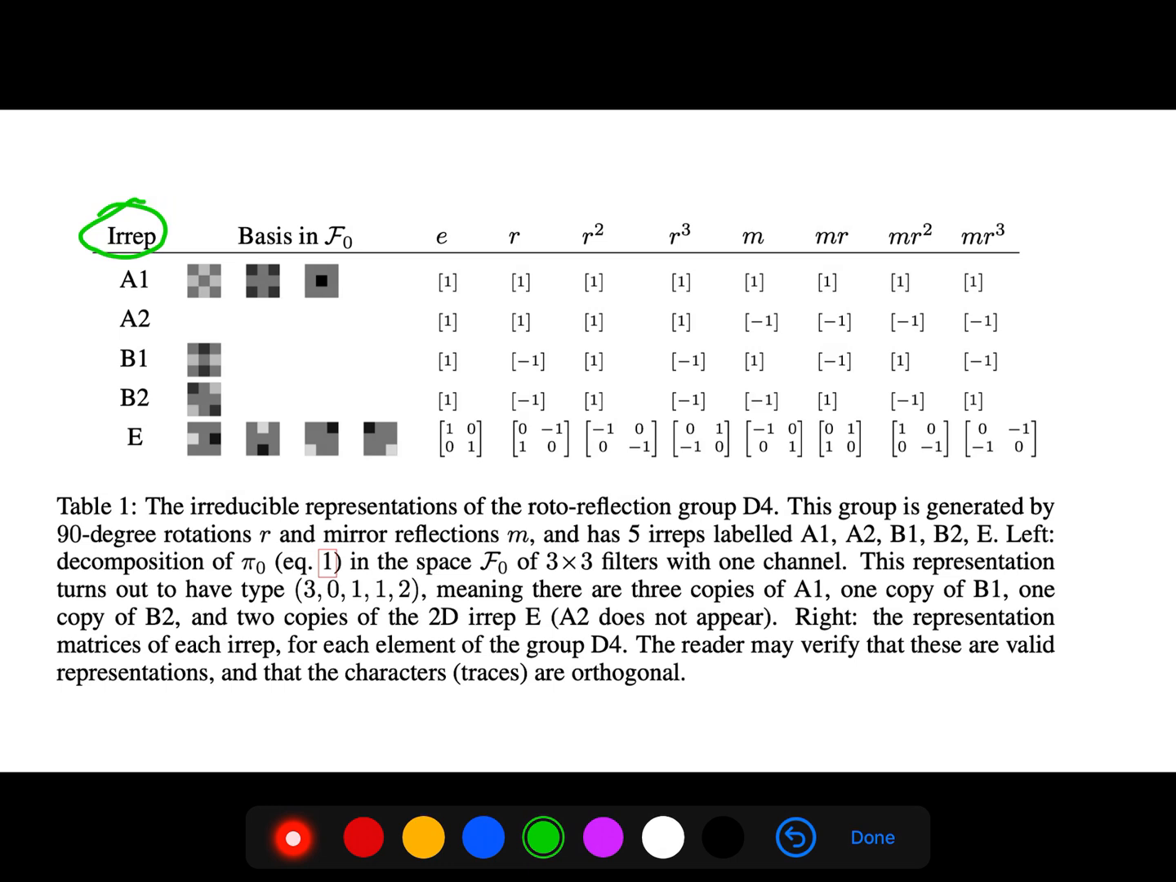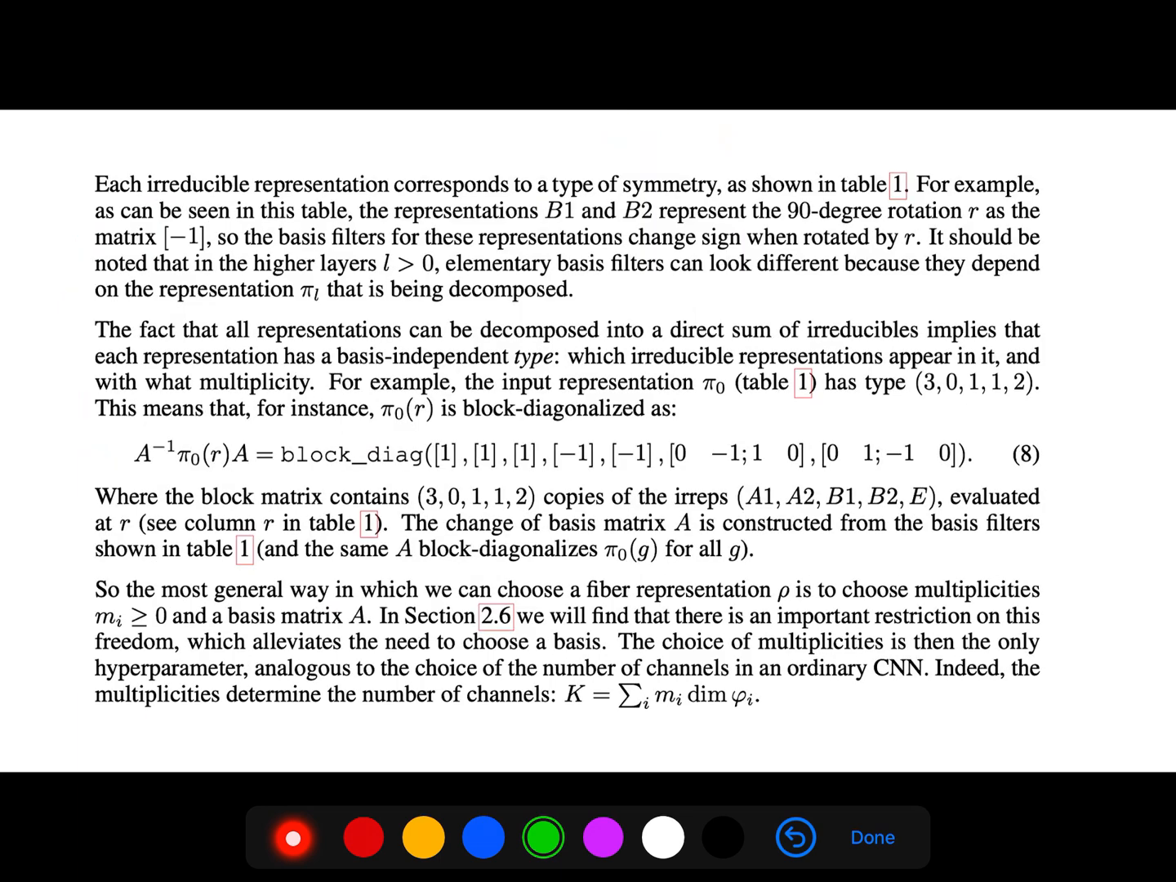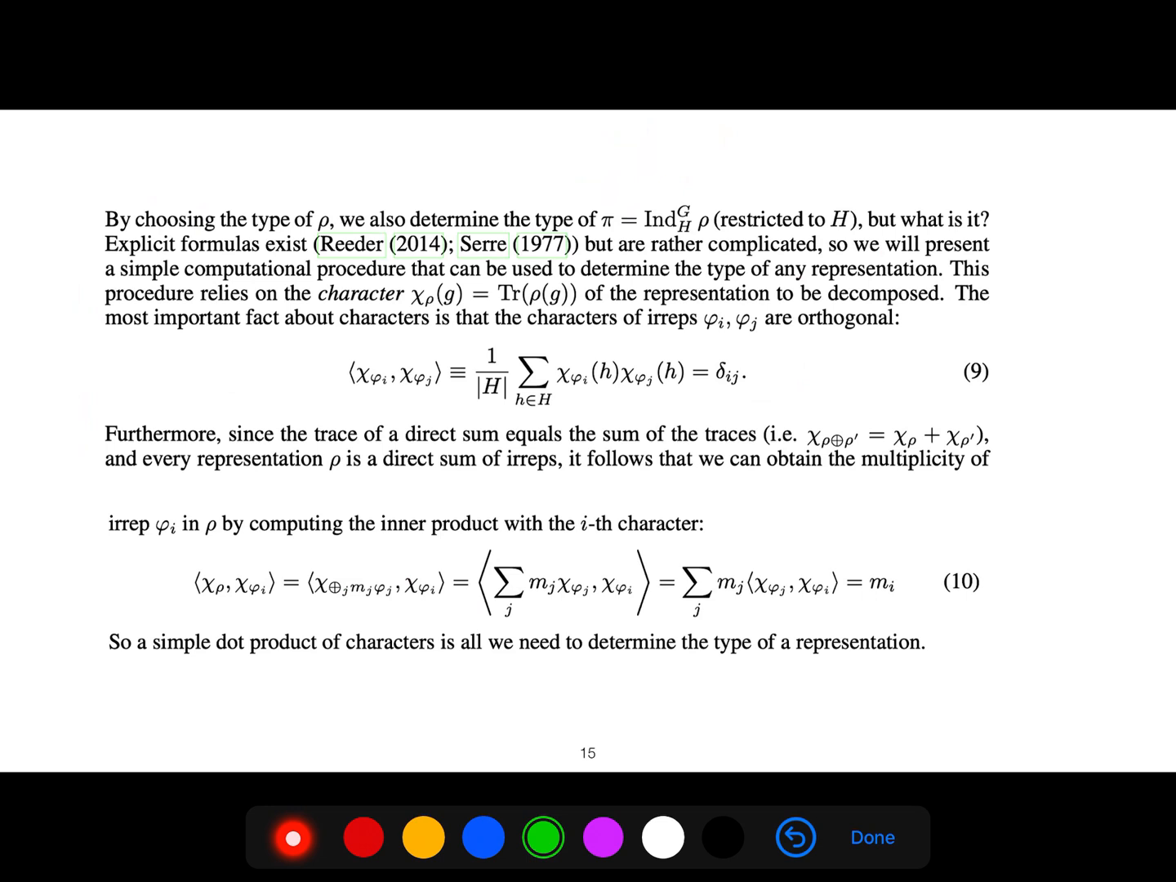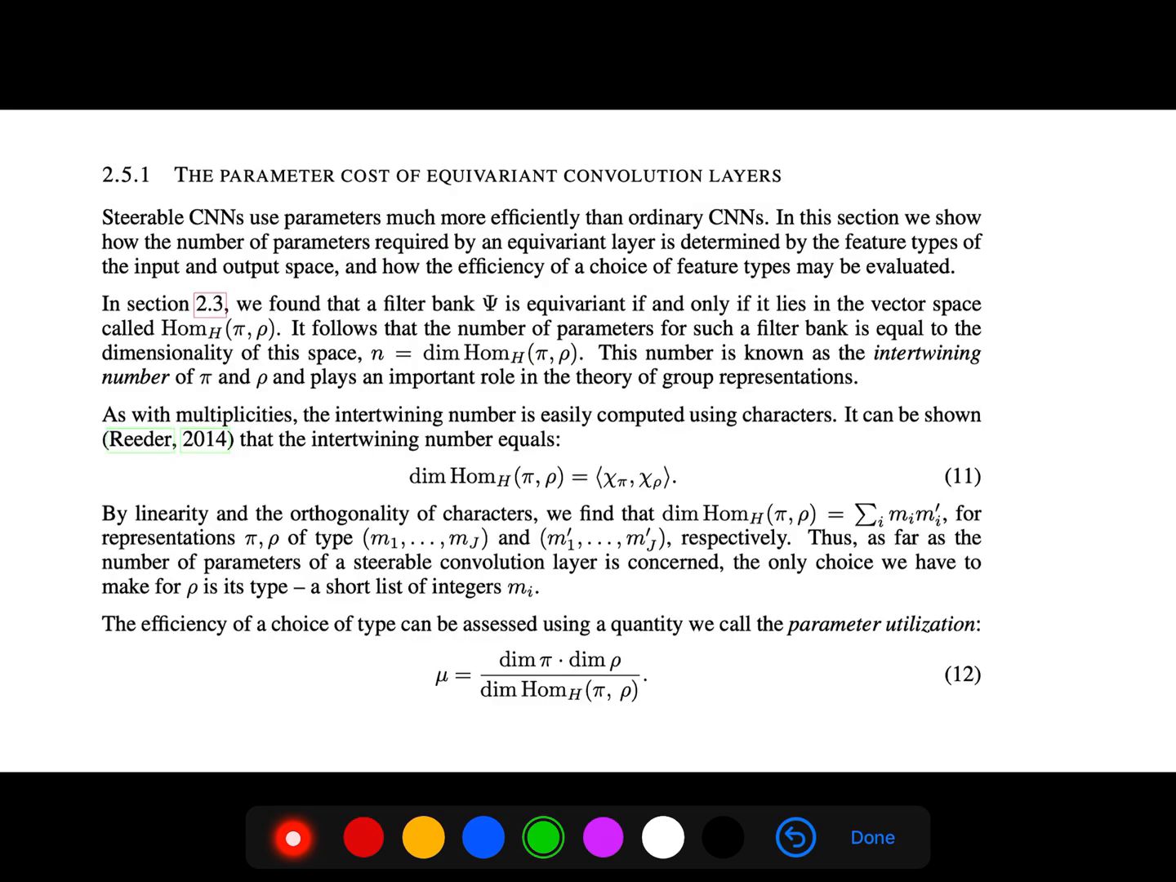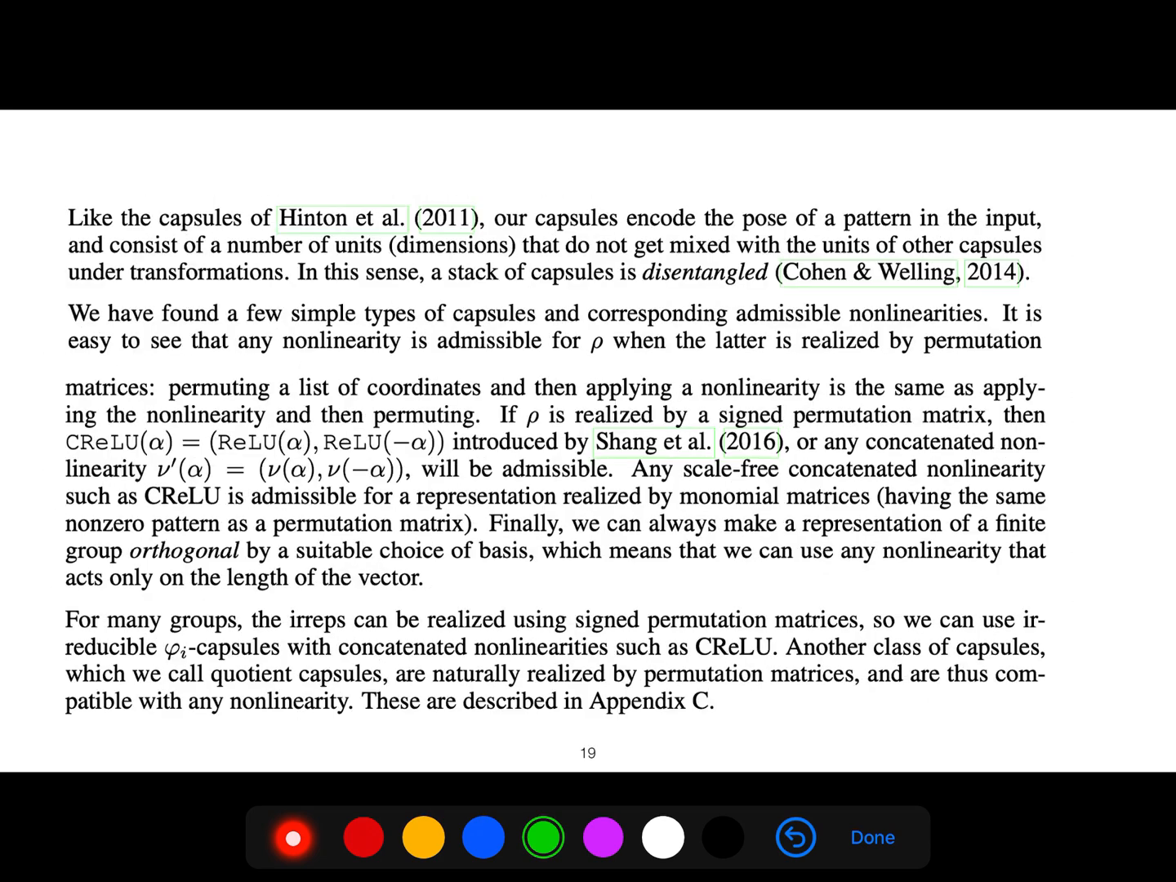This group is generated by 90-degree rotations and mirror reflection M. M is mirror reflection, and it has five irreducible representations labeled A1, A2, B1, B2, and E. Because sometimes you just want to mirror, sometimes you want to rotate, but if you combine them, then it becomes a general transformation. And the character, the trace of your representation, is very important. The rest of that is just theoretical.